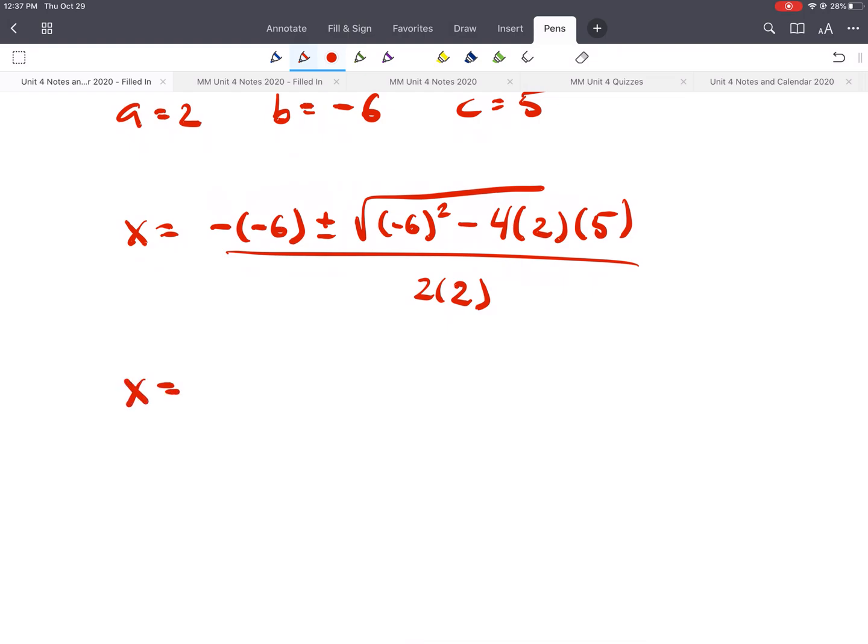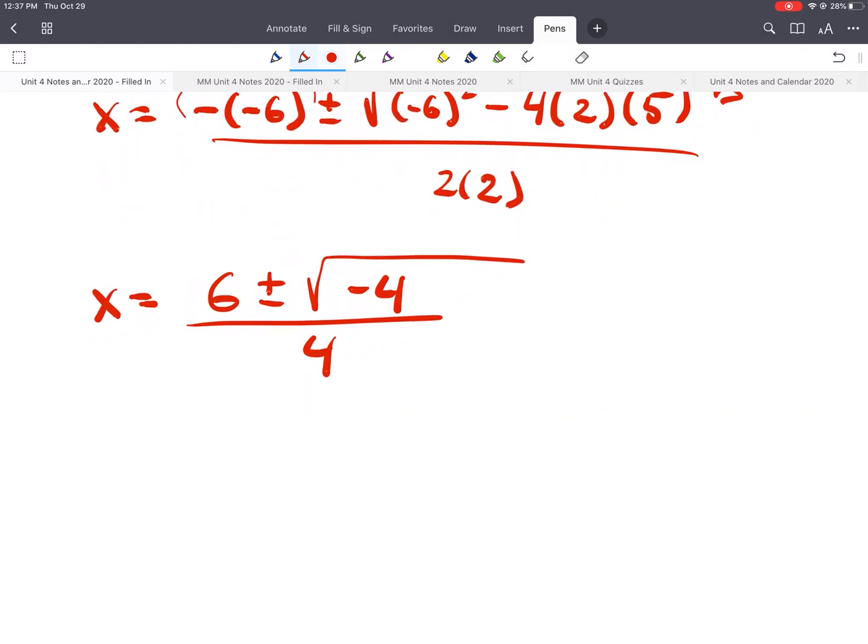Okay, so we have x is equal to, we have a negative, negative gives us a positive 6, plus or minus the square root. We'll simplify our discriminant, what's inside. So negative 6 squared gives us a positive 36, minus 4 times 2 times 5. That gives us a negative 4, all over 4. Okay, so then we want to simplify our root. So that gives us 2i. Okay, again, if we have a negative, bring it out, give us an i. And then the square root of 4 is 2, all over 4.